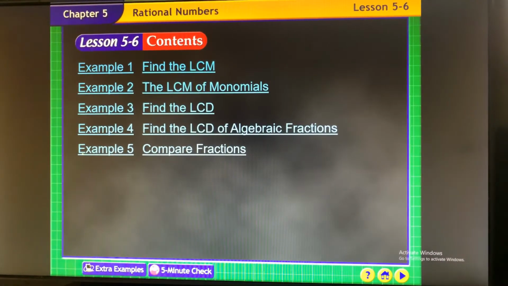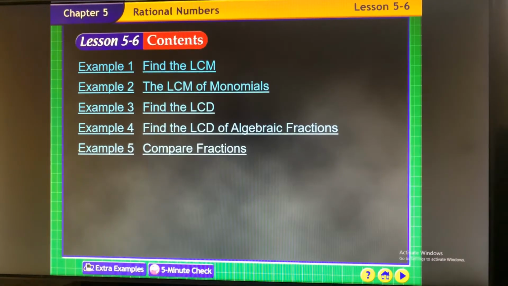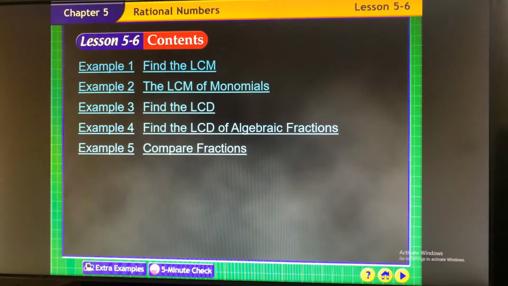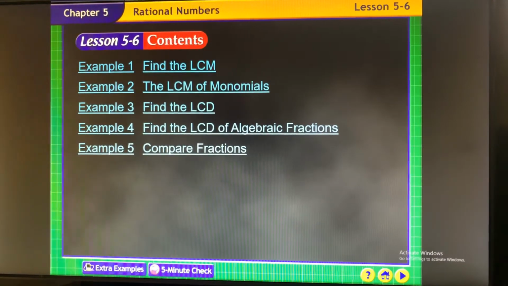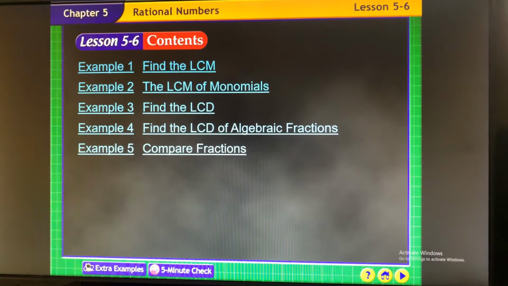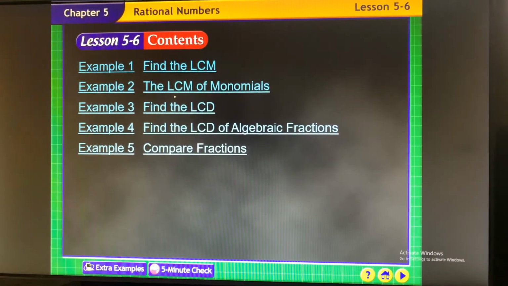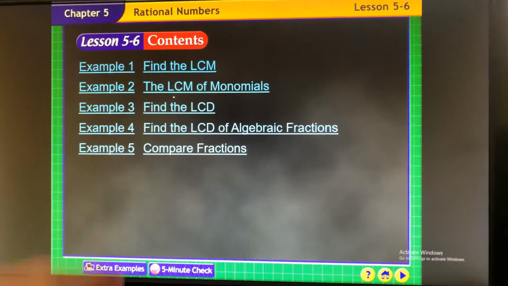Okay, we're going to be working on finding the LCM, or the least common multiple, and the LCD, which is the least common denominator. If you remember when we were prime factoring way back in the other chapters, I taught you a method called the cake method. And that cake method helped us find our GCF. We're going to use that same method to help us find our LCM.